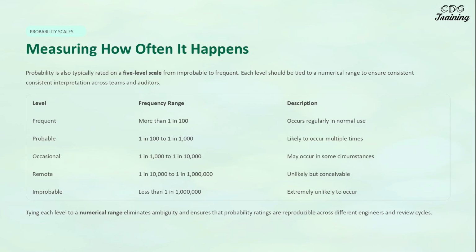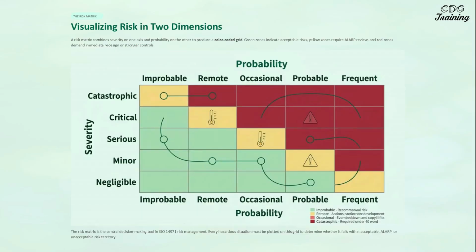Probability is rated on a scale from improbable to frequent. Tying each level to a numerical range ensures consistent interpretation across different engineers and review cycles. A risk matrix helps visualize risk by plotting severity against probability, aiding in decision-making and prioritization of mitigation efforts.